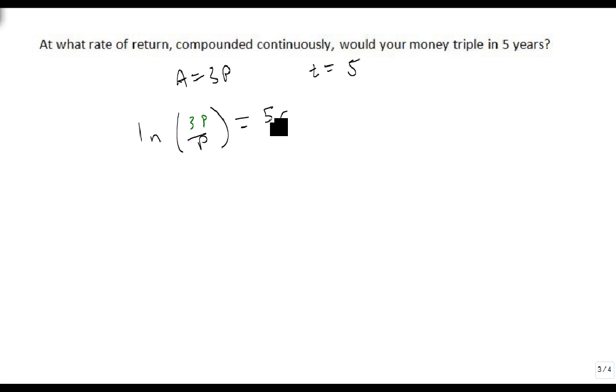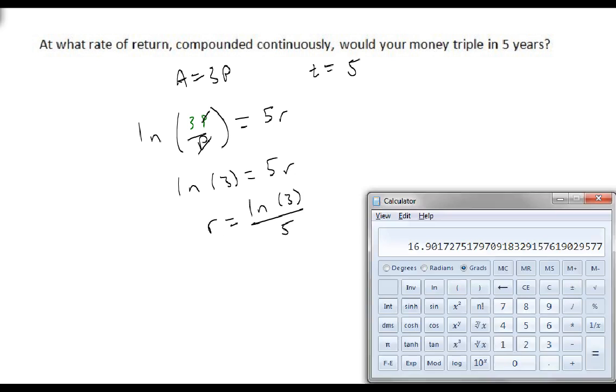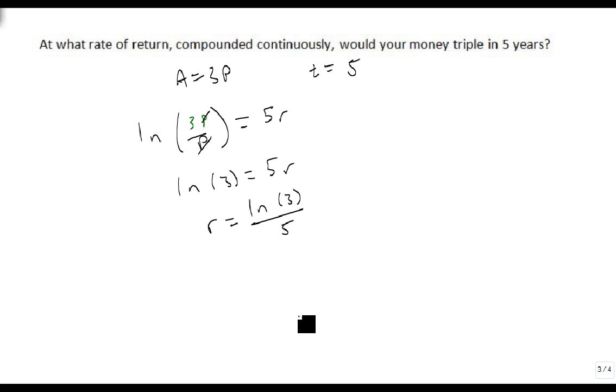Notice I switched the order so the number was first. And again, the P's divide out. So we get the natural log of 3 equals 5r. So r is the natural log of 3 over 5. So again, we take the natural log of 3, and this time we divide it by 5, and we get that we need to be approximately 21.97%. If we can find an interest rate at 21.97%, then we will triple our money in 5 years.